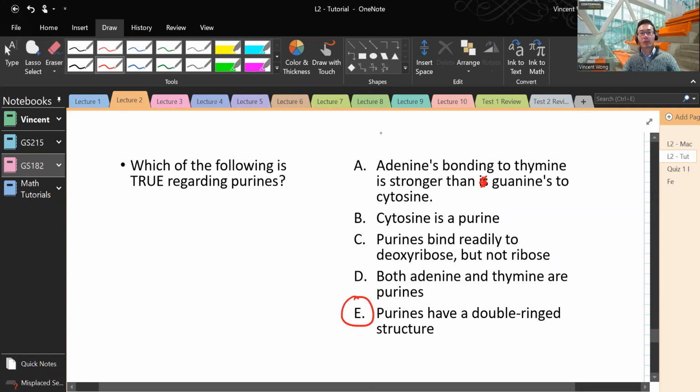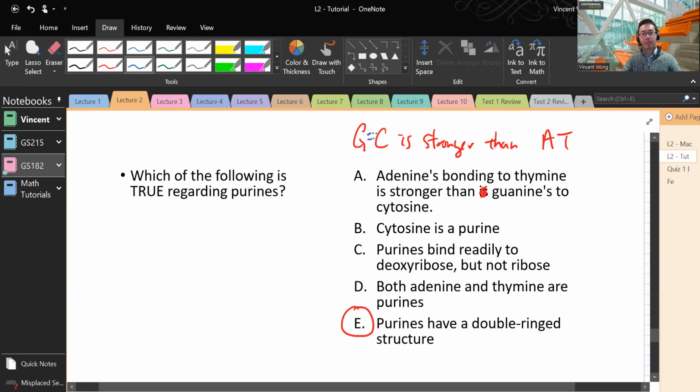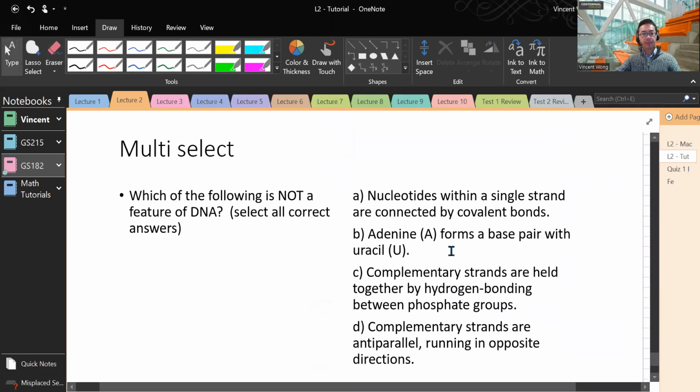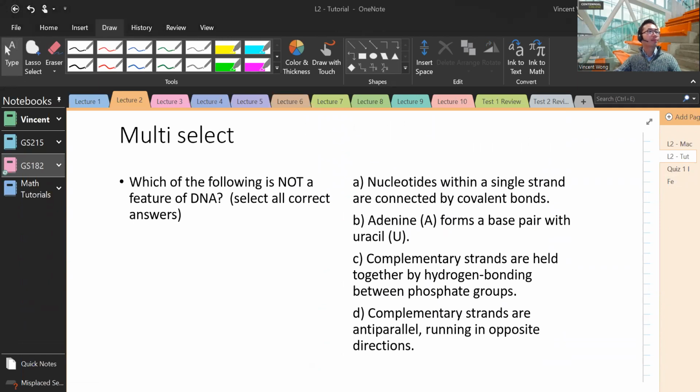That is not true. It's actually the other way around. G to C is stronger than A to T. I don't remember if I mentioned why in class, but G to C has 3 bonds to it, whereas A and T only has 2 bonds. So this is the stronger one. Something to keep in mind, just in case. All right, I have a couple more if you guys are up for it. This is a multi-select question.